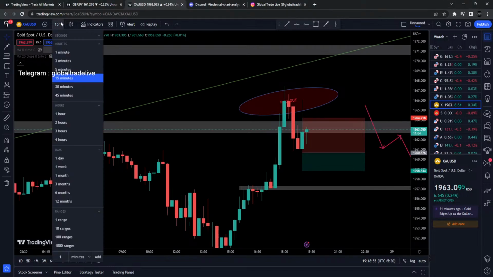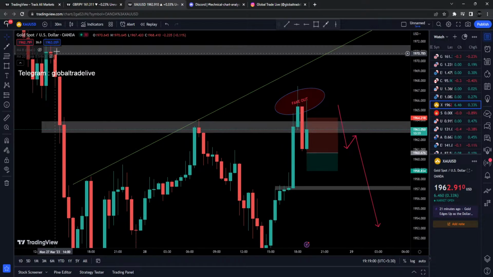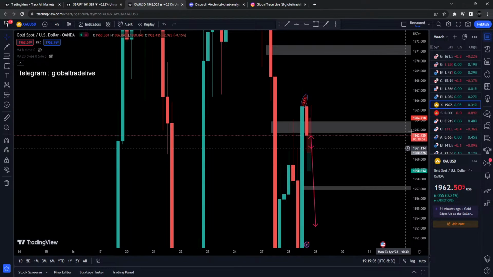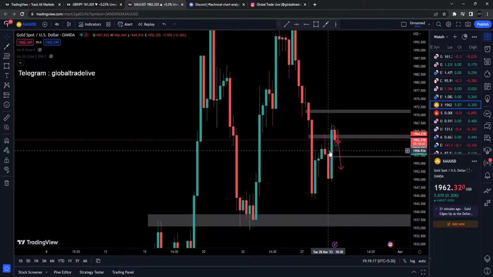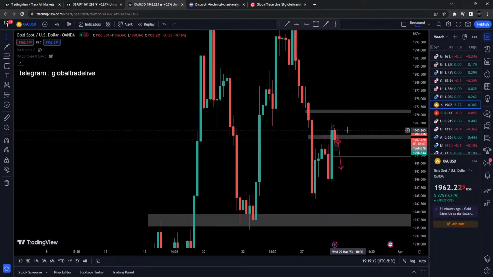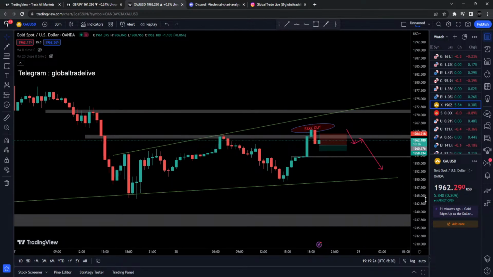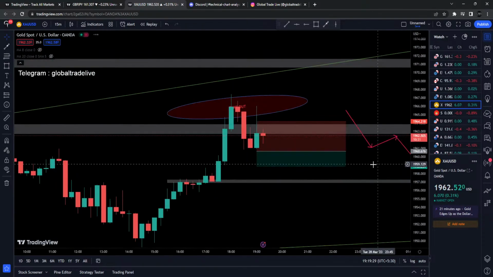11 minutes left for the 30 minute, 15 minute, and 1 hour candles to close. Okay, so on the 4 hour it looks like the market might just move up, but this looks like just a retracement. Okay, let's leave the 4 hour where it is, and let's go back to 30 minutes or maybe 15 minutes.